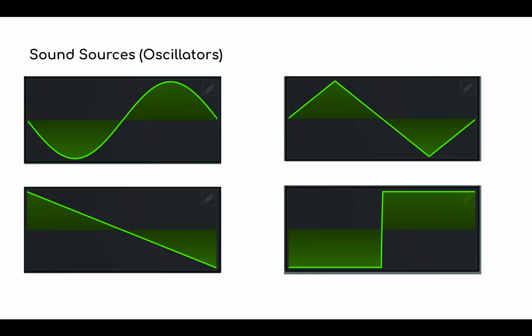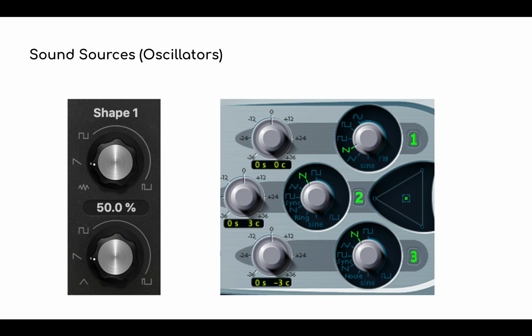Okay. The last thing I want to talk about is sound sources and oscillators. So these are just some waveforms that are possible in Serum, but let's take a look at some others. You can see here the sound sources come up. So the sound sources again is the first section, right?